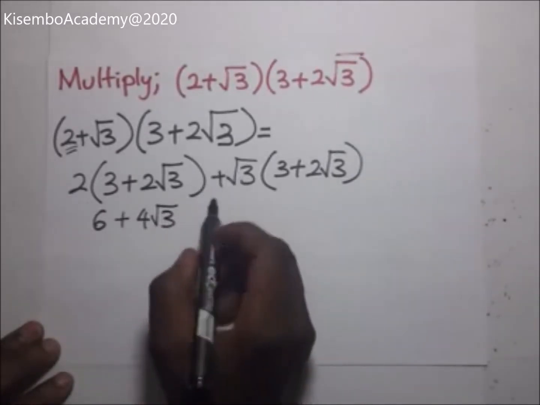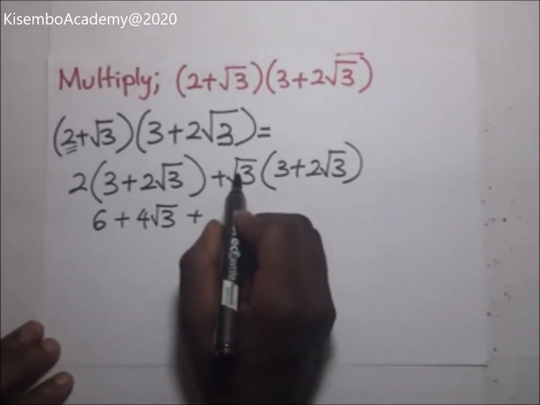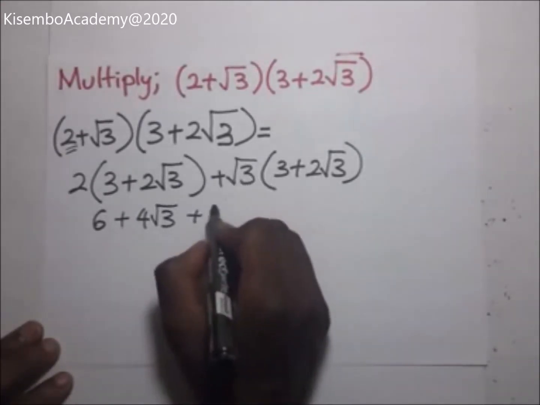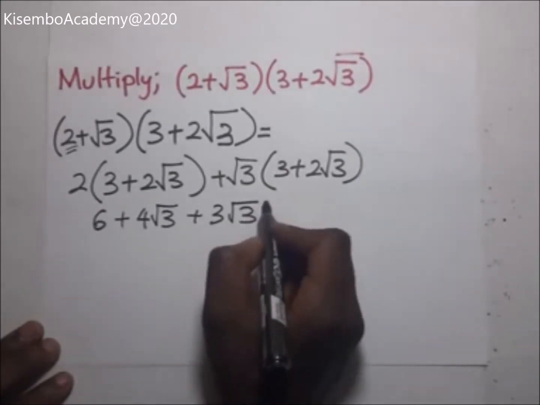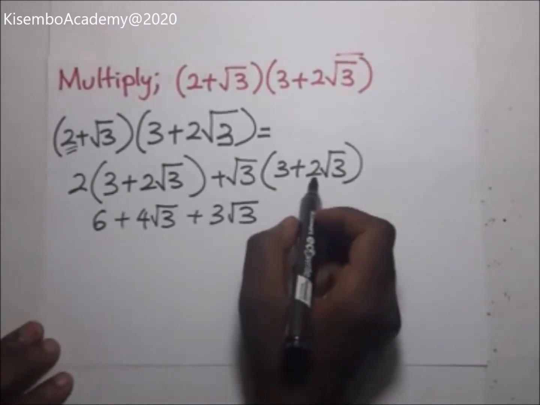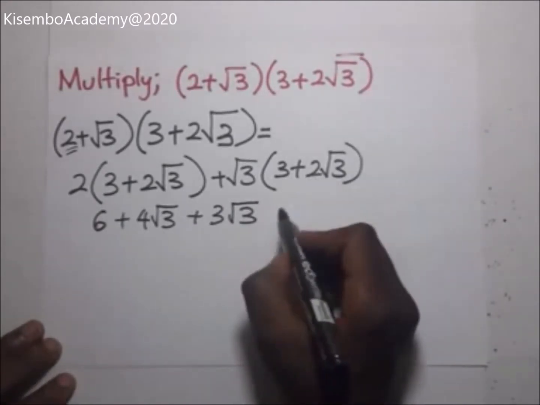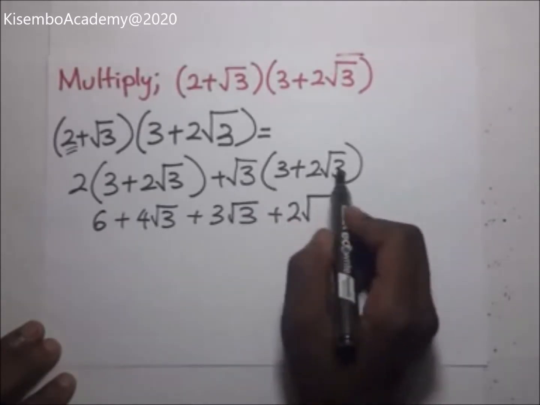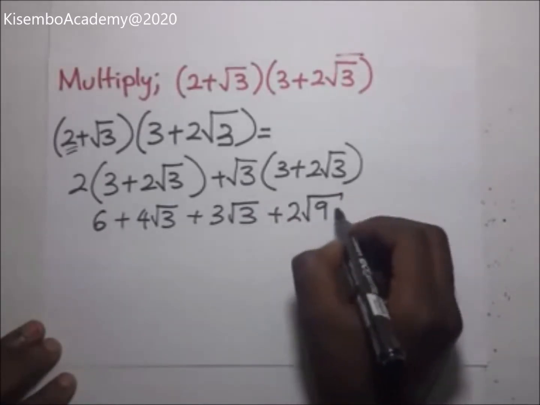Then we have here plus root 3 times 3. Root 3 times 3 is the same as 3 root 3, plus 3 root 3. Then root 3 times 2 root 3. Now definitely here it is going to become plus 2 square root of 3 times 3 is 9.